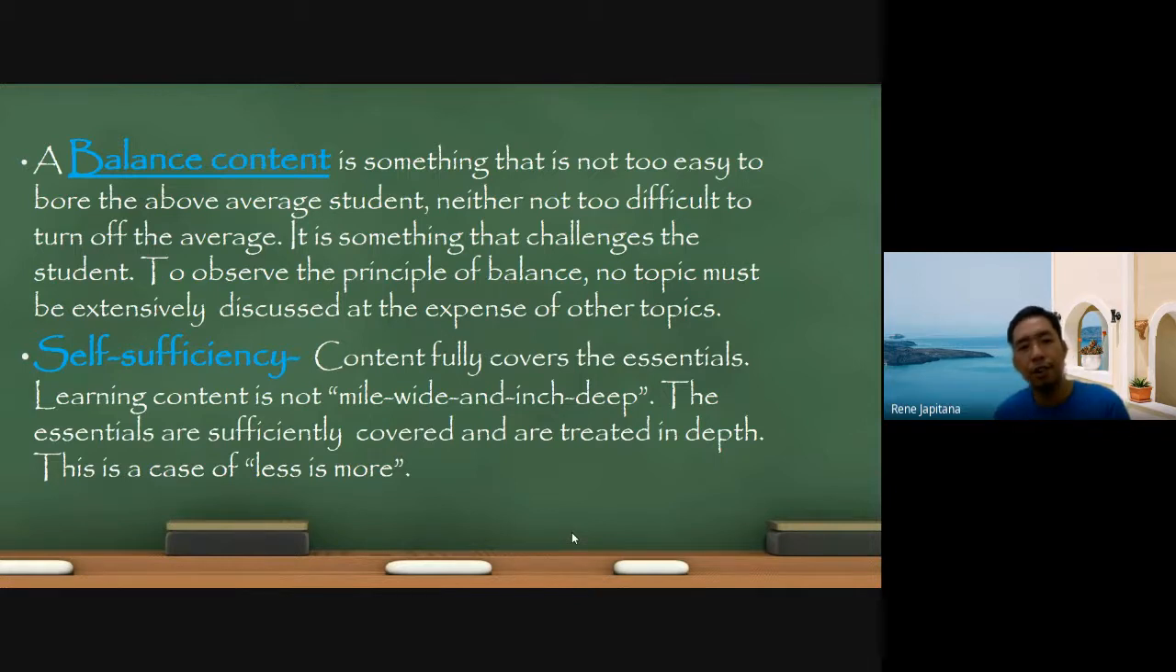So the essentials are sufficiently covered and treated in depth. In this case, less is more. There are two statements here: the mile wide and inch deep, and less is more. Why? Because if there is less content and more quality being given, the topic, the discussion, and the learning experiences that our learners experience are sufficient enough for them.